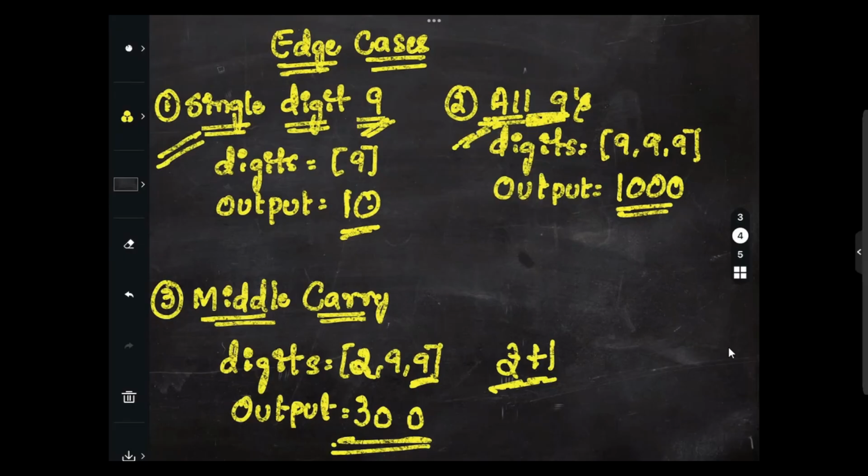These are the 3 edge cases that we need to keep in mind. First one was for single digit 9, second one was for all 9s, and the third one was for middle carry, right? I hope all the 3 edge cases are completely clear. So this is the approach we'll be going with, and these are the edge cases that we need to keep in mind. I hope all the edge cases as well as the approach is completely clear. Now let's start writing the code.